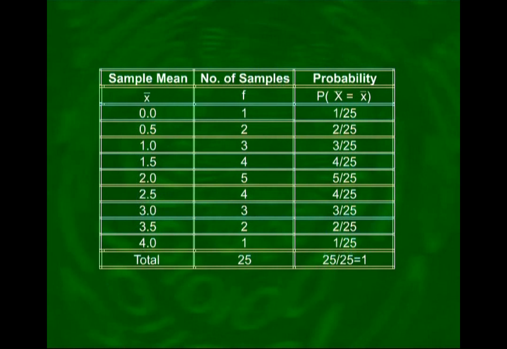And these numbers represent the probabilities of the various values of x bar. The probability that x bar will be equal to 0 is 1 over 25. The probability that x bar will be 0.5 is 2 by 25 and so on. Students, yeh baat ke yeh jo humne divide karke number nikale, they represent the probabilities.